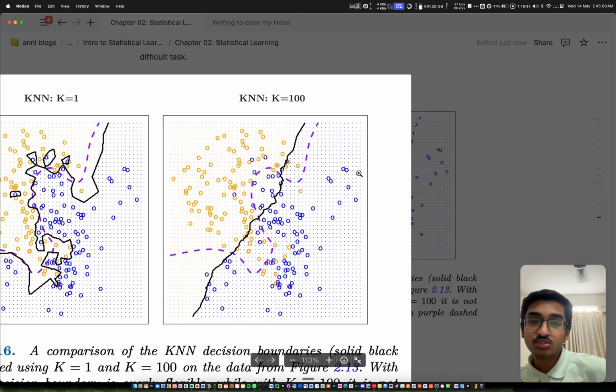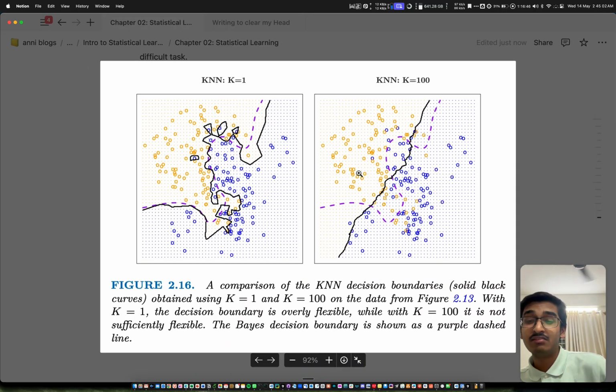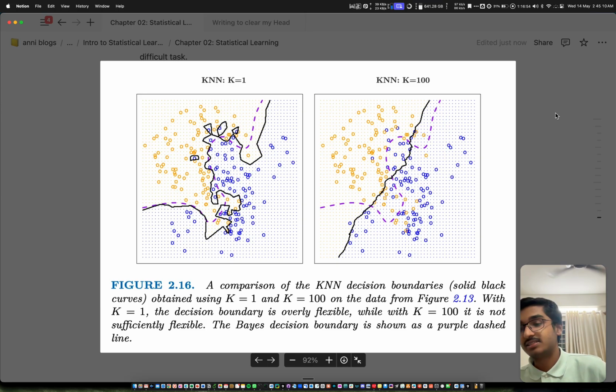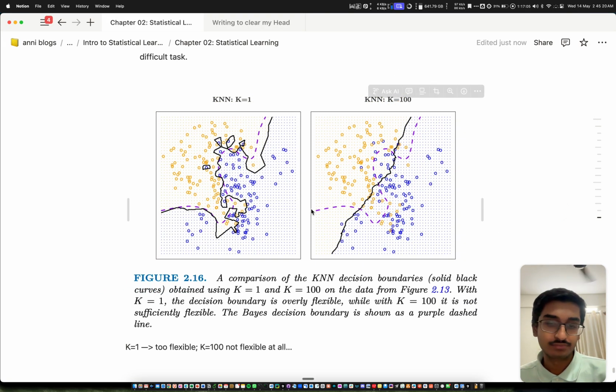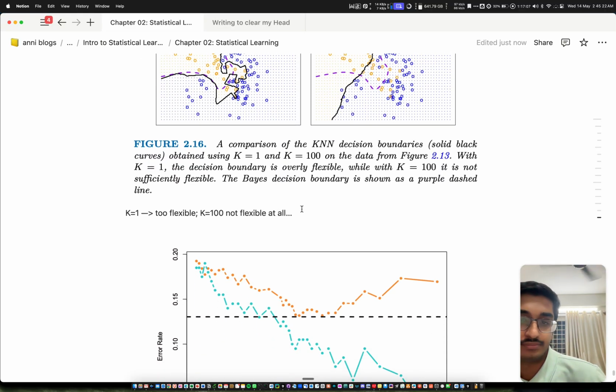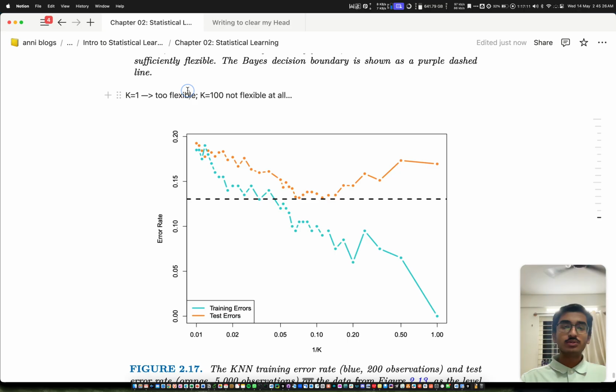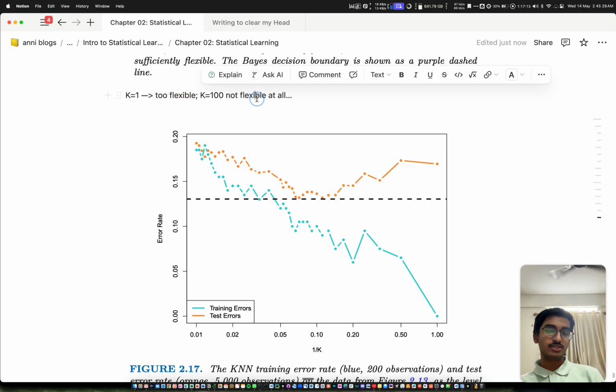And when k is too much, it's very, very inflexible. It basically checks 100 points around it. It just becomes a straight line, which is again useless. It doesn't generalize. It has high bias in terms of machine learning lingo, and the other has high variance, right? So given a new test data sample, it's going to do terribly. So k equals to 1 is too flexible and k equals to 100 is not flexible at all.